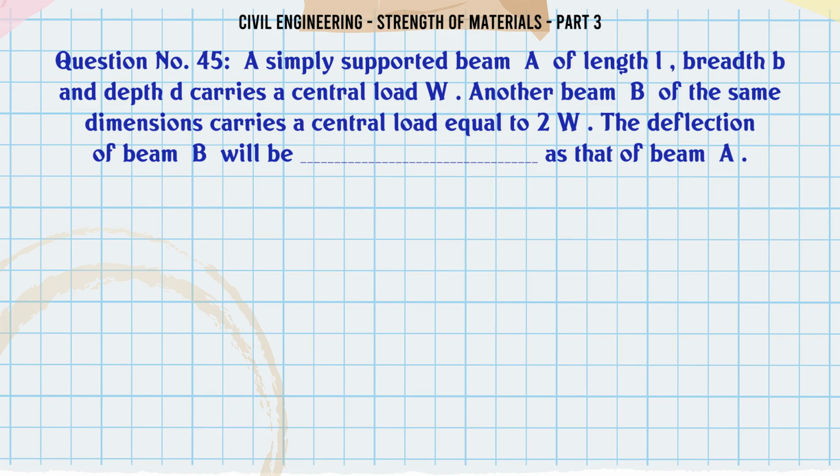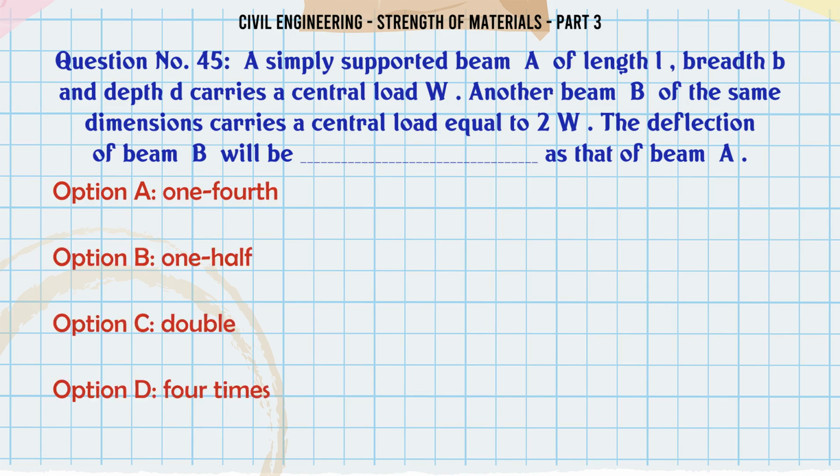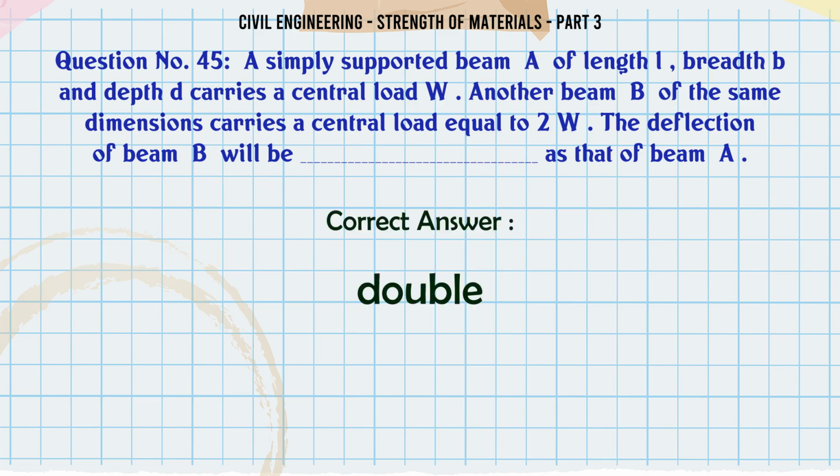A simply supported beam A of length L, breadth B and depth D carries a central load W. Another beam B of the same dimensions carries a central load equal to 2W. The deflection of beam B will be as that of beam A. A. 1/4. B. 1/2. C. Double. D. 4 times. The correct answer is double.